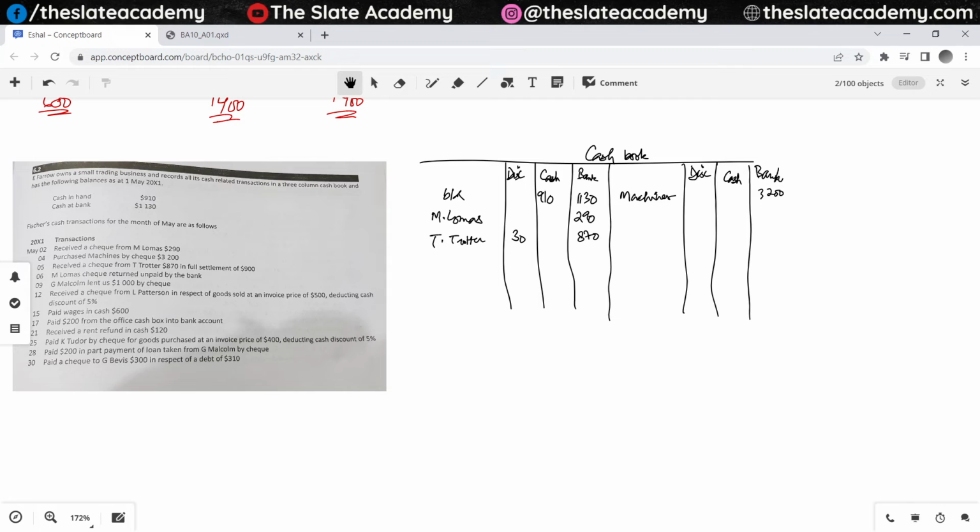M. Lomas check returned unpaid by the bank. So this was what you were asking about the other day, that what if someone pays us a check and then that check is dishonored. This is called bouncing of check. To record the receipt of check, we did bank debit and M. Lomas credit. When the check is dishonored, we would reverse the entry. So we would credit the bank 290 and debit M. Lomas again. So that receivable that we diminished earlier, because this person had paid, turns out he hasn't. So we kick that balance alive again.